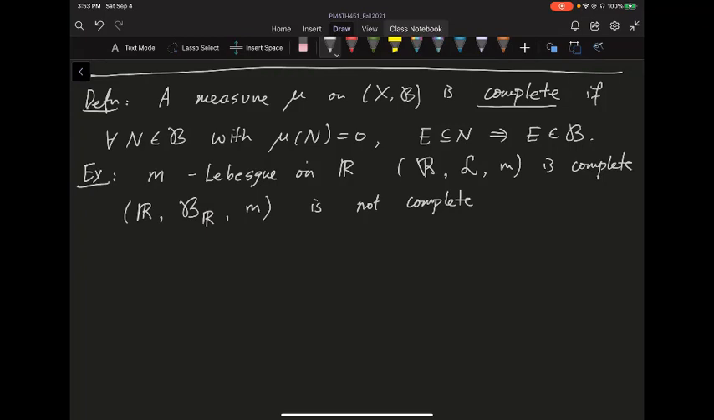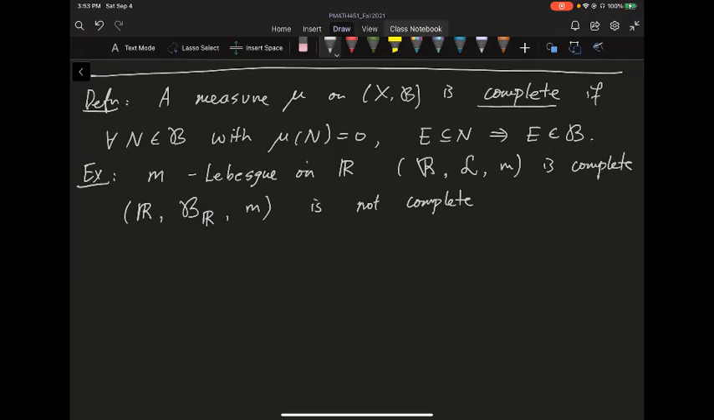I'm not going to show this fact. It's about the cardinality of the Borel sets being smaller than the cardinality of the Lebesgue measurable sets. So I'm not going to go into too much detail, but as a fact, it's not going to be complete. So the goal of this lecture is the following. Even though I can have a measure that's not complete, I want to show that you can always extend it to a complete measure, of course, on a slightly larger sigma algebra.